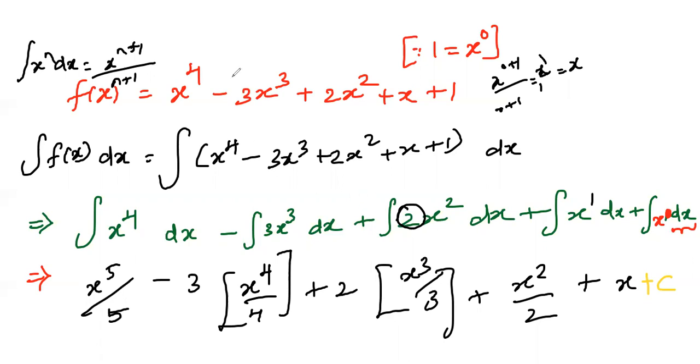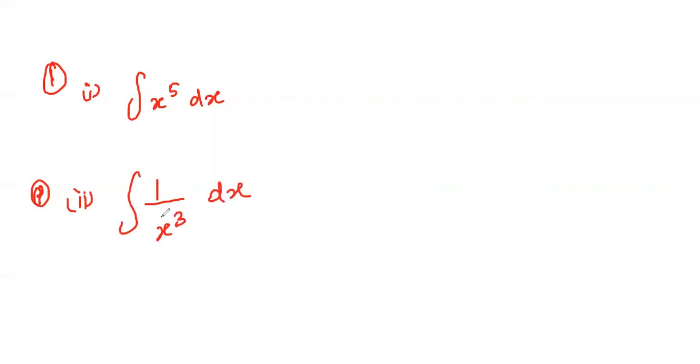Are you done with this problem? Shall I clear the window? Yeah, clear. So the question is x raised to the power 5 dx, that is subdivision 1, and subdivision 2 is 1 upon x cube dx. See, you just take the denominator to the numerator, change this fraction form into a real form, and then you do it.